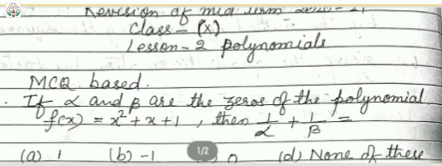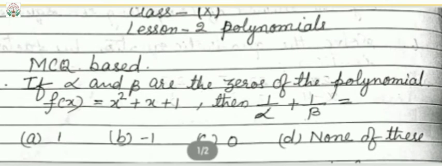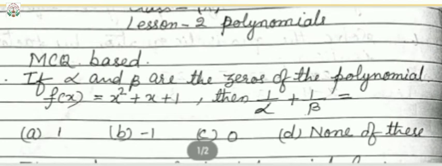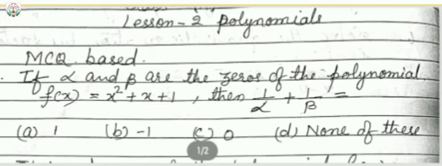First, if alpha and beta are the zeros of the polynomial f of x equals x square plus x plus 1, then 1 upon alpha plus 1 upon beta equals to. Now this particular equation, your f of x is in the form of a quadratic polynomial, which is compared with the quadratic polynomial ax square plus bx plus c.